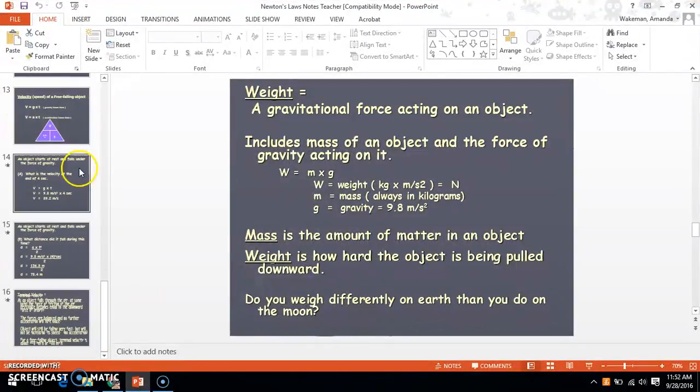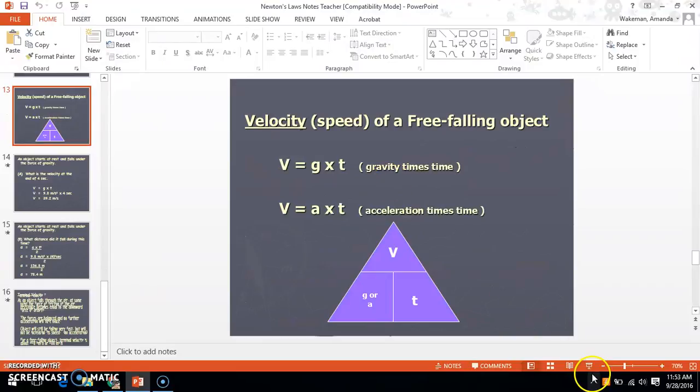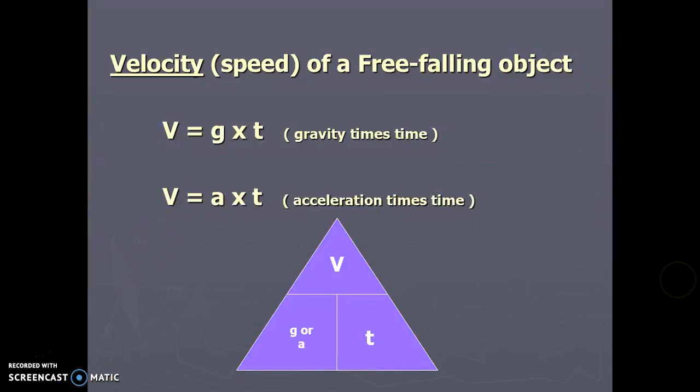Moving on to the next equation. We did do a triangle for this one. This is the velocity or speed of a free-falling object. So this is one that you drop off the top of a building or you drop from a desk when you're standing or something like that. Remember, velocity equals gravity times time. Remember, G and A are the same thing. It's the force due to gravity, which is 9.8 meters per second squared.